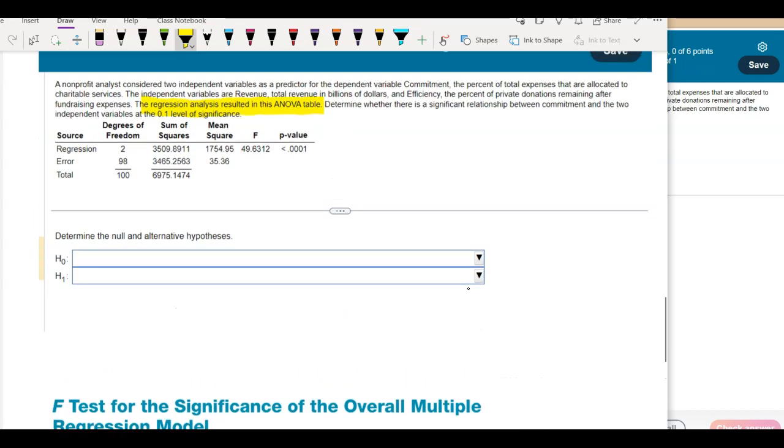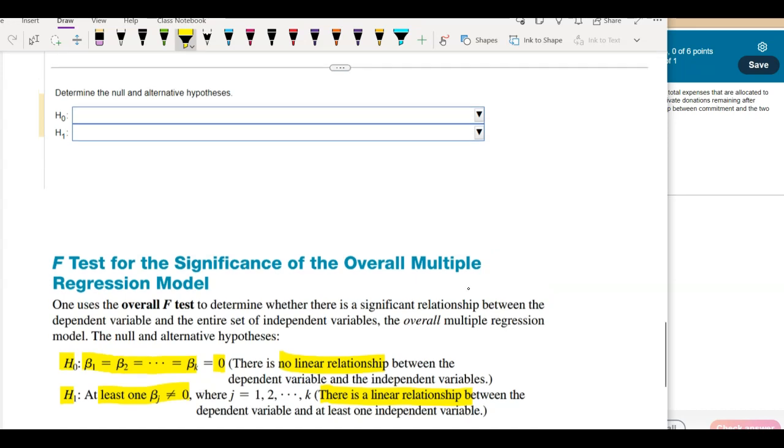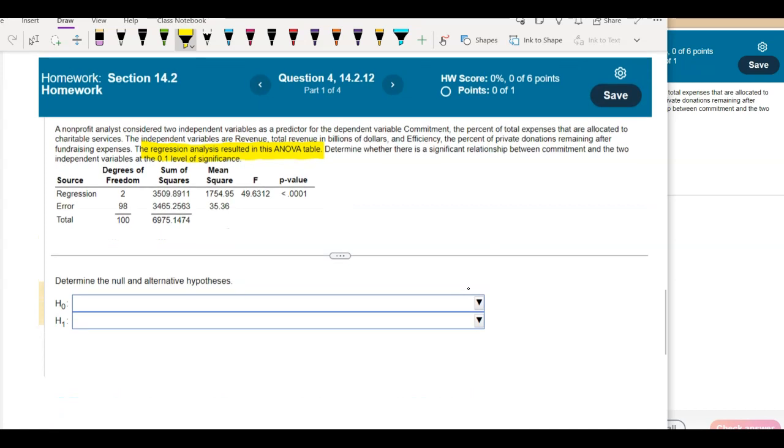For this case, we need to determine what K is. So how many beta 1, beta 2, and so forth do we have? The variable that we look for is this number here, and that's representing K. So that's how many variables you have. And therefore H0 will be beta 1 equals beta 2 equals 0. And H1 will be at least one of the BJ's different than 0, and J can be either 1 or 2.